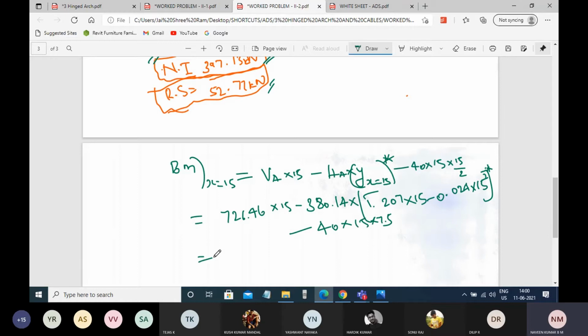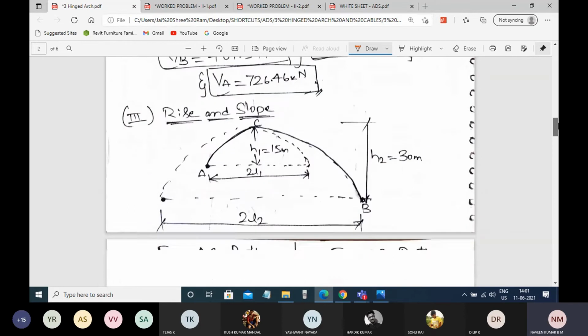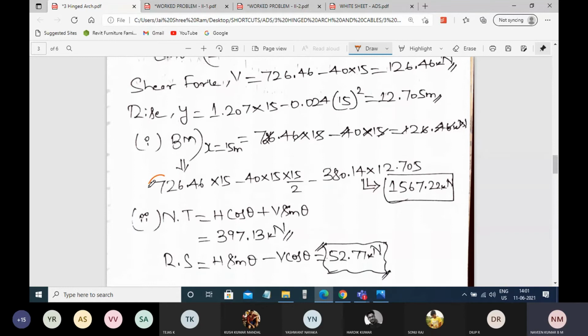So if you just try to substitute, let me check the value over here. I am not going to calculate, you try to calculate. I hope you will get the same answer. You can see that VA into 15 and this UDL moment value, that is 40 times of 15 times of 15 divided by 2, and this is HA, and this is calculated. 1.207 times of 15 minus 0.024 times of 15 square, you will get around 12.705.